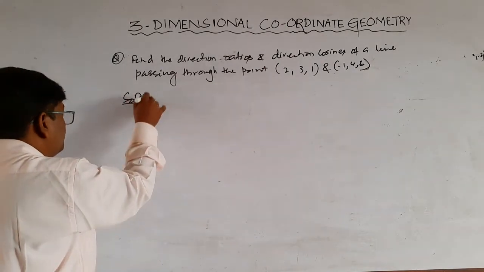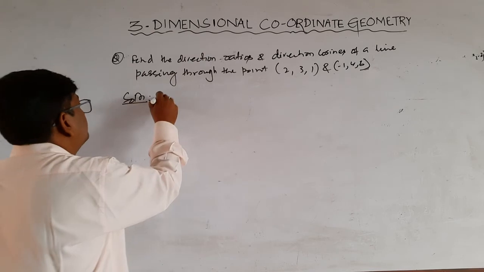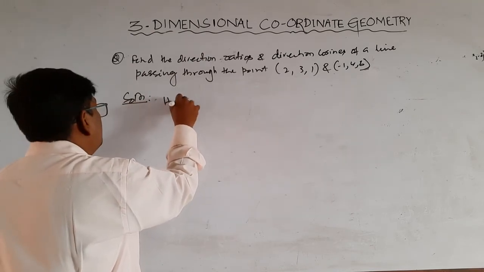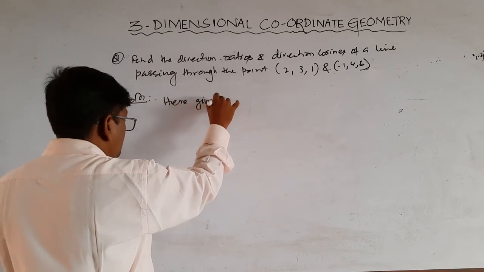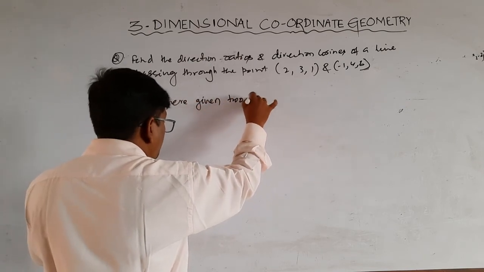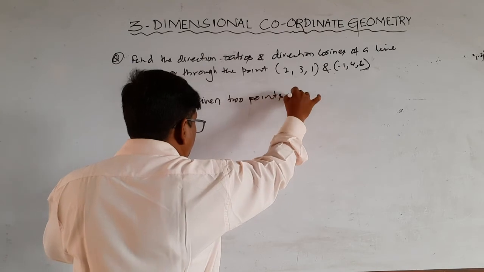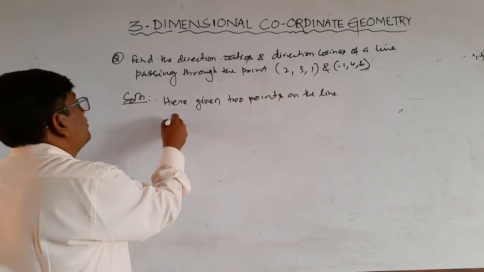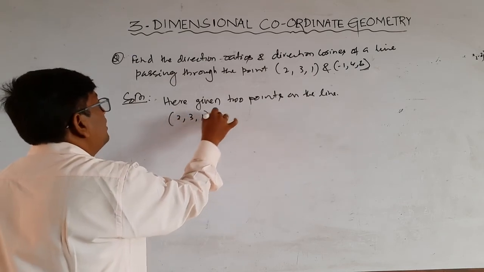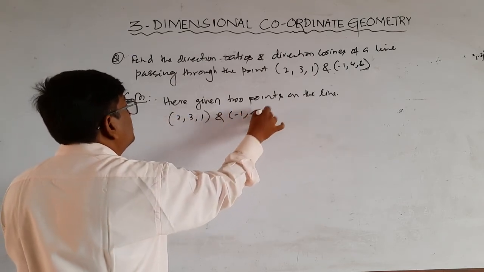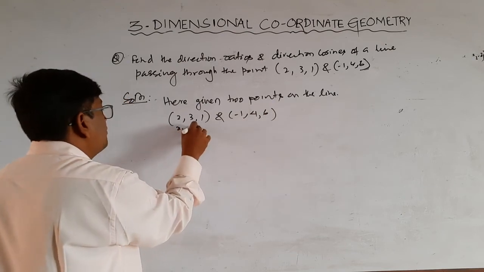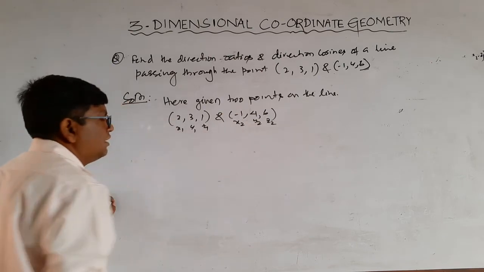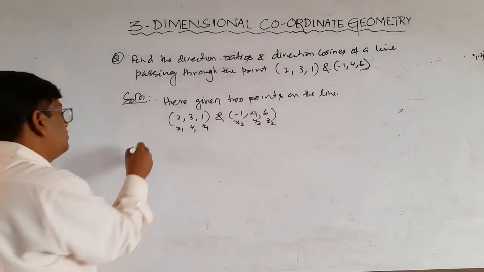Solution: here 2 points are given on the line, that is 2, 3, 1 and minus 1, 4, 6. Suppose this is x1, y1, z1 and this is x2, y2, z2. Clear? We know the direction ratio.